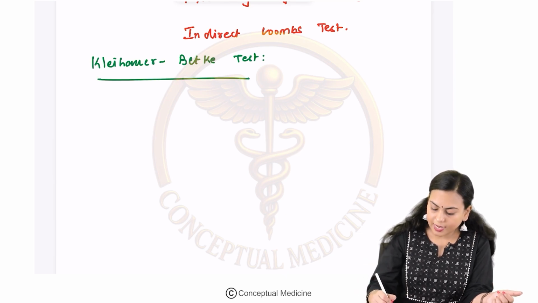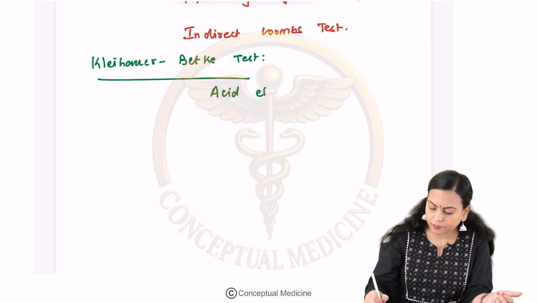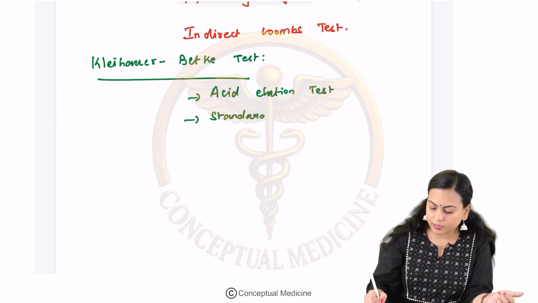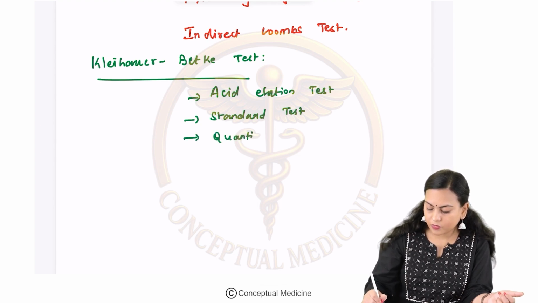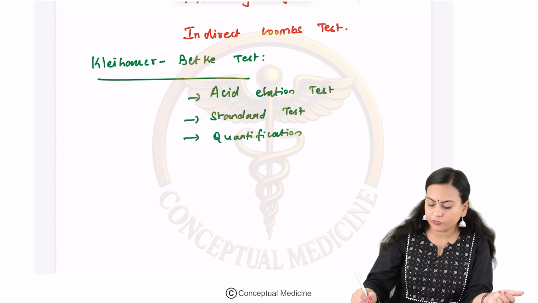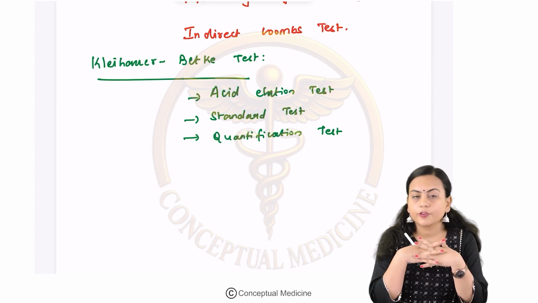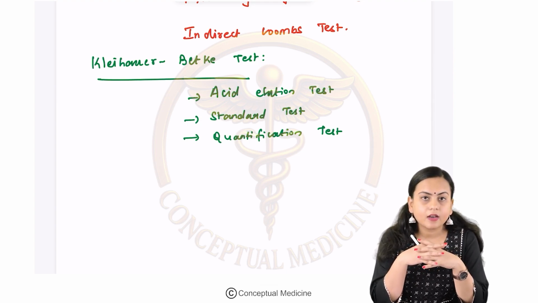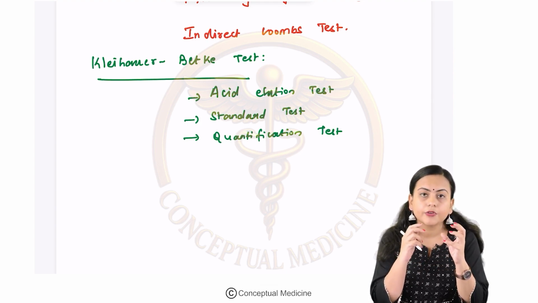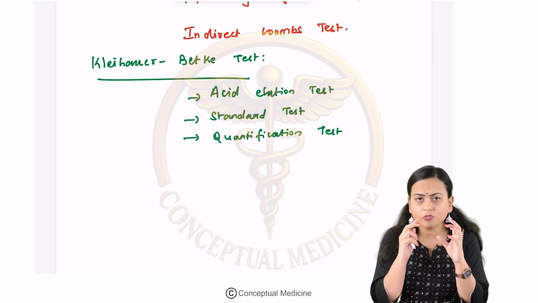This test is also known as acid elution test. And remember, it is a standard test and it is a quantification test. Quantification means we will be quantifying the amount of fetal-maternal hemorrhage that has happened. Now, in this test, what we are going to do is, we will be taking a smear from the maternal blood and we will be subjecting the smear to acid, okay. So, the acid that is used in Kleihauer-Betke test is citric acid.